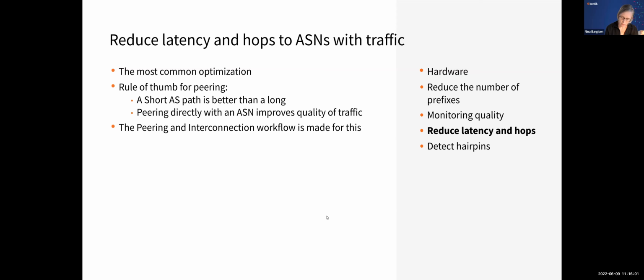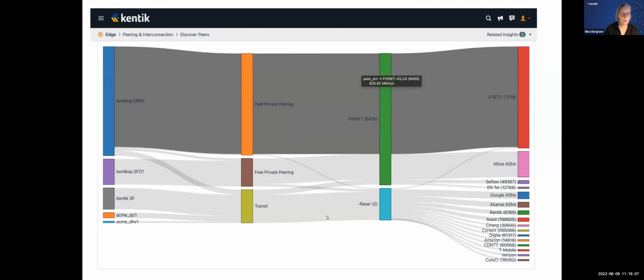So the Find Peers workflow is made for that. And what it does here is that it shows you per POP, per type of connection, and per connected provider you have on those types of connections, what are the destination ASNs behind that? And vice versa, you can go in the inbound direction as well.